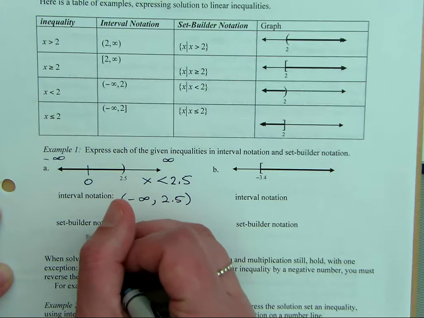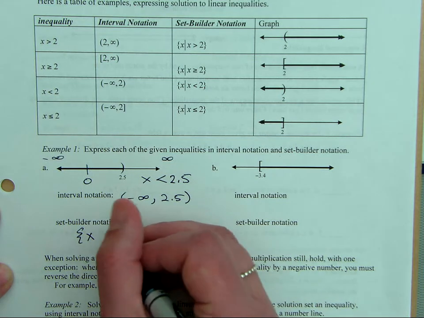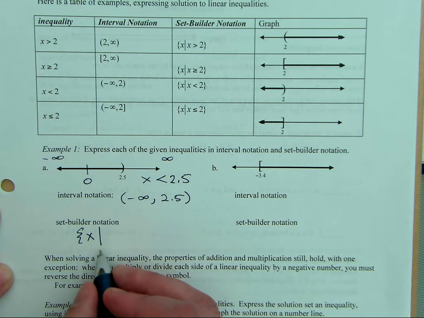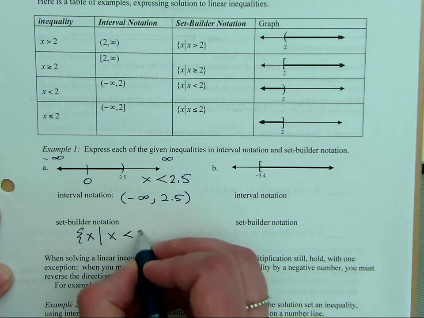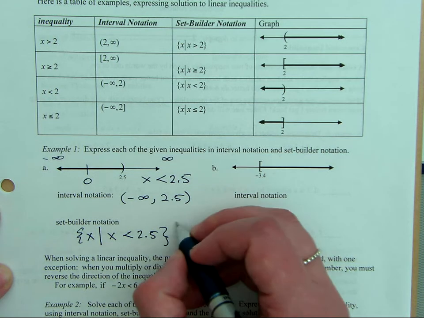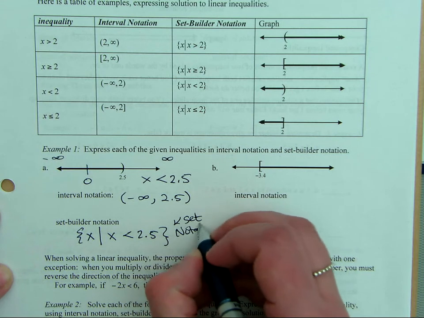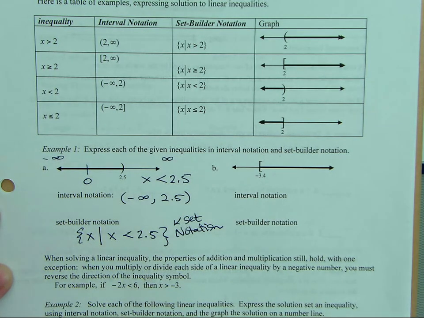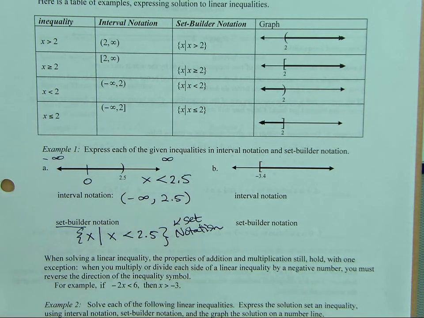For the set builder notation, we're going to say x, you can have any value you want, x such that, the vertical line means such that, x is less than 2.5, and we're using the set notation, and we use the set braces for that. And this is set builder notation because we have an infinite set of numbers. How many numbers exist that are less than 2.5?